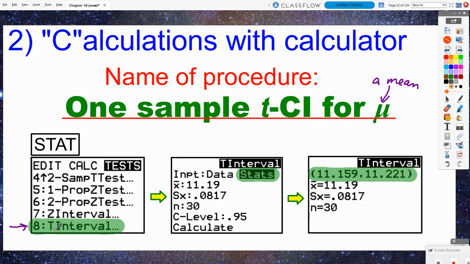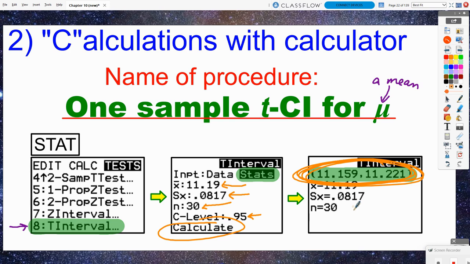So if I select number 8, here's one thing we're definitely going to have to explore the difference of: what kind of values do you have? Do you have the raw data, or do you have statistics about your data? It depends on the problem, and we're going to explore both of these. But just for video 1, we're going to explore the statistics part. The statistics were given to me. I was given the sample mean of my 30 Oreos. I was given the sample standard deviation of my 30 Oreos. n is 30 Oreos, and my confidence level was 0.95. And then I can press calculate, and I get my confidence interval right here.